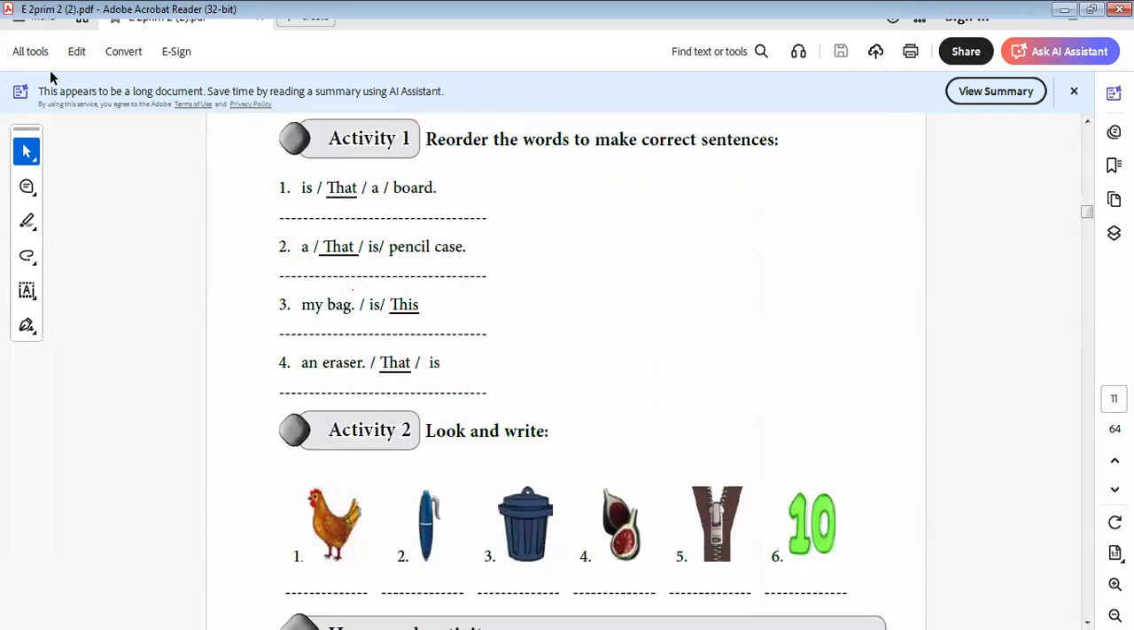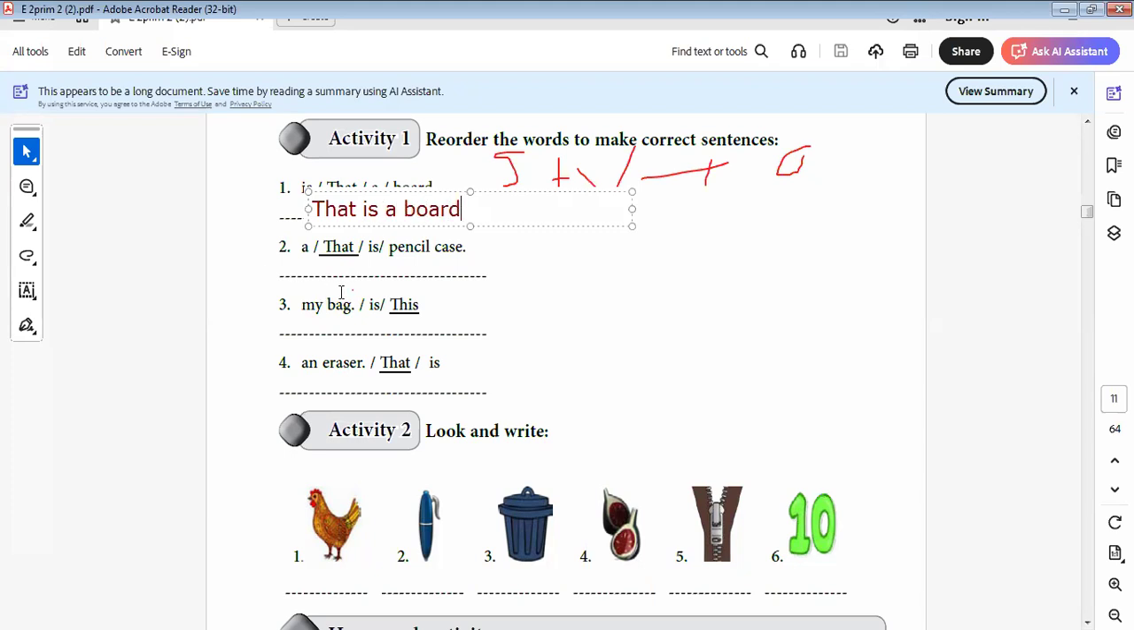Here is also the rule of subject plus verb plus object. I do one of them and I will do two of them, and I will leave the rest for you to do by yourself. So how can I answer this question? It will be, that is a board. That is a board. Okay.